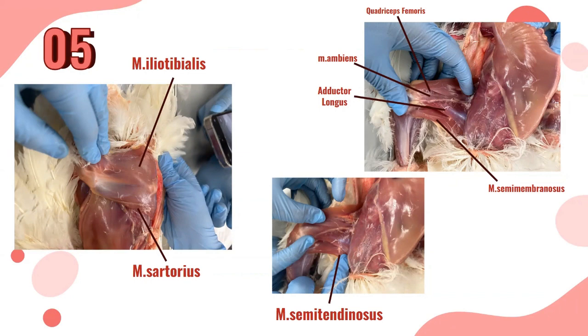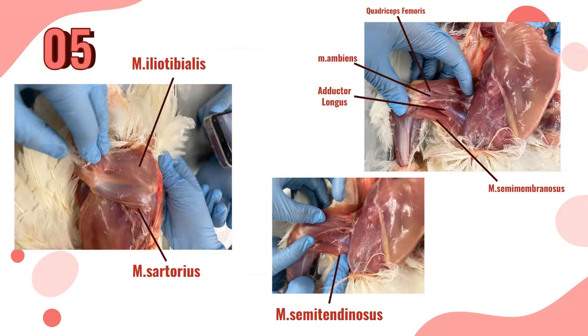Then we have the semitendinosus muscle, which is responsible for thigh extension and is also known as the hamstring. Then we have the adductor longus muscle, which attaches to the femur and is responsible for thigh adduction and extension. On top, we have the ambiens, which facilitates knee bending.